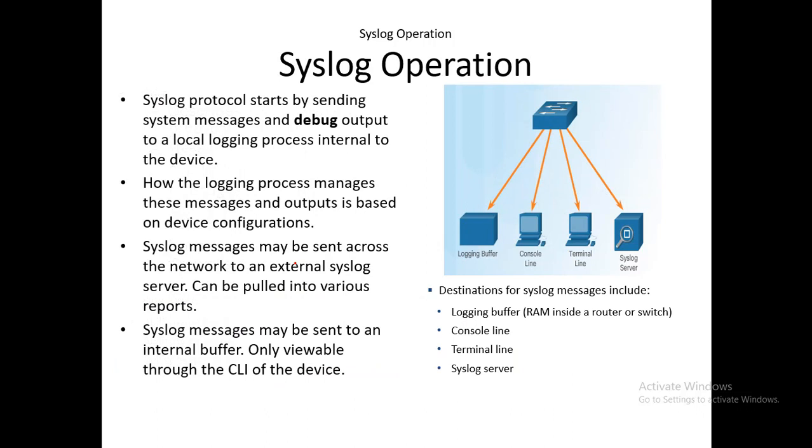Syslog operation: the syslog protocol starts by sending system messages, and later on it sends debug output to a local logging process internal to the device. It also describes how the logging process manages these messages, and the output is based on the device configuration. These syslog messages may be sent across the network to an external syslog server, and can be pulled into various reports, so you can take as much information as you want.